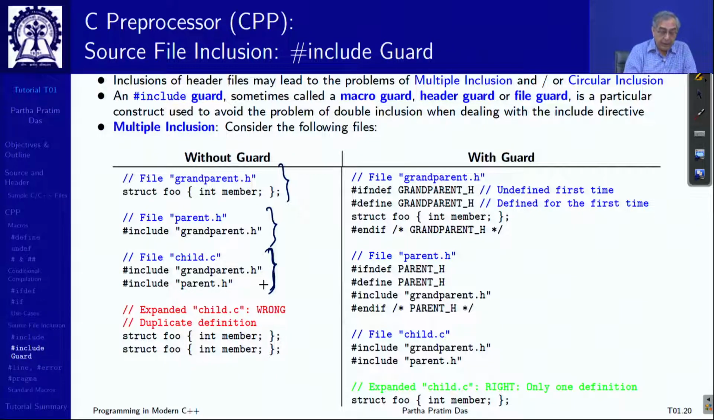Now, what will happen? This grandparent will include this structure, then you come to include parent, which will again include grandparent.